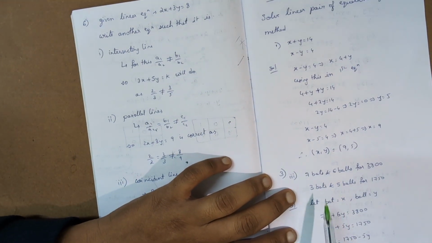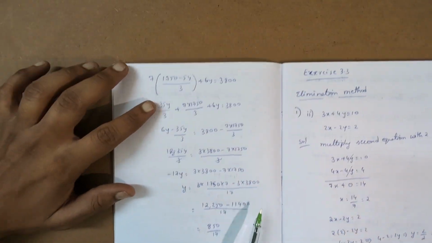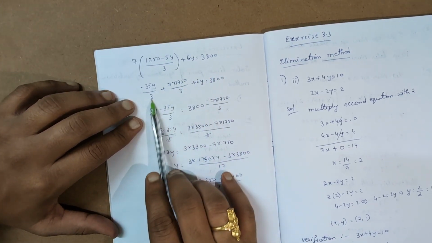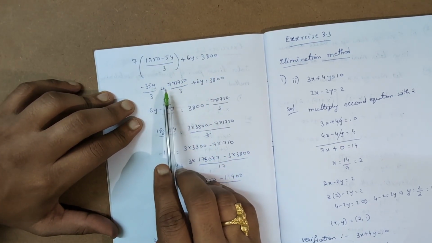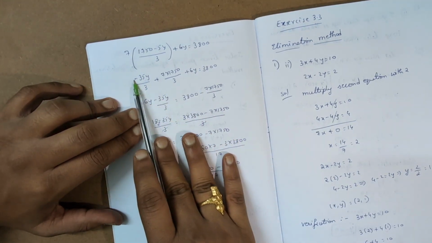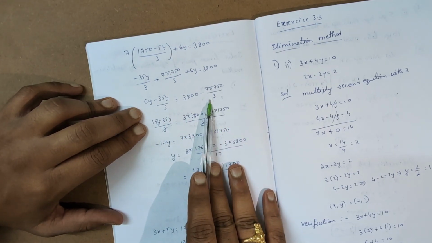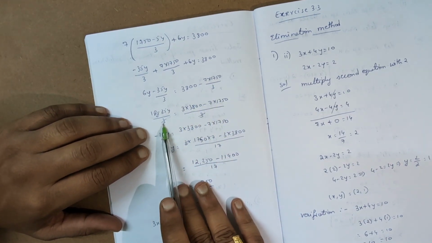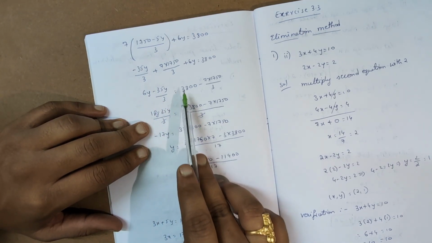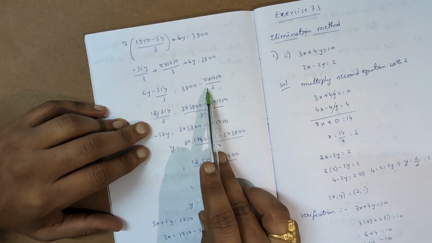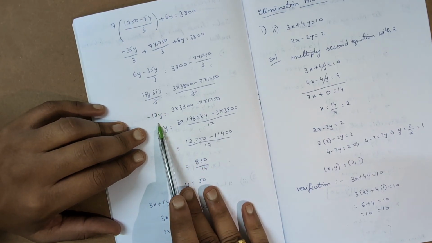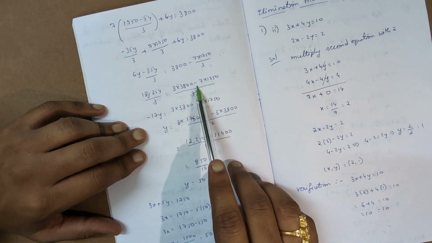Now using this in the first equation: 7 into (1750 minus 5y) by 3 plus 6y equal to 3800. 7 into 5 is 35, so minus 35y by 3 plus 7 into 1750 by 3 plus 6y equal to 3800. Then 6y minus 35y by 3 equal to 3800 minus 7 into 1750 by 3, moving it to the right side. Taking LCM, 3 into 6 is 18, so (18 minus 35) y by 3 equal to (3 into 3800 minus 7 into 1750) by 3. Cancelling 3 on both sides, 18 minus 35 is minus 17y equal to 3 into 3800 minus 7 into 1750.